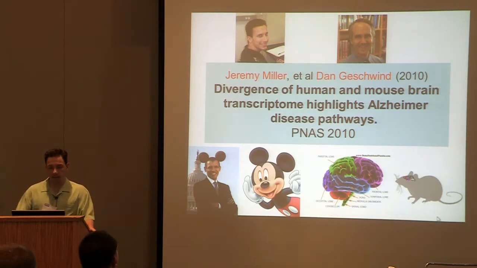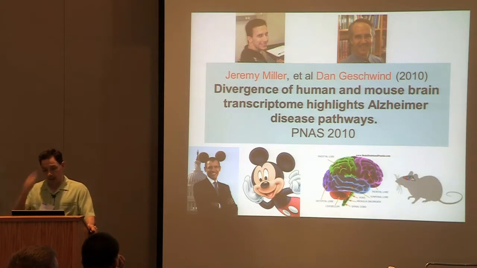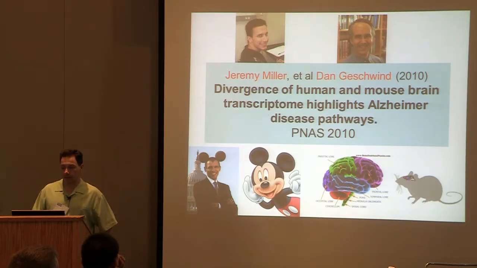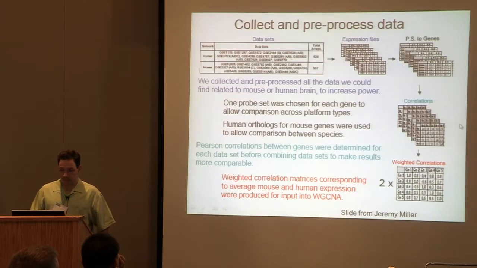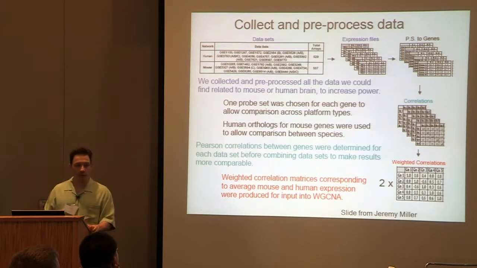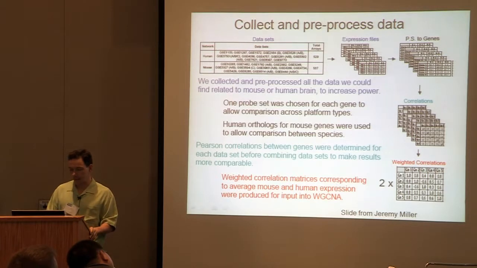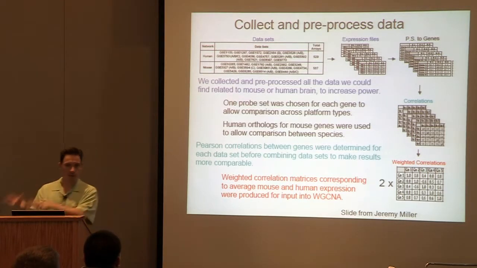So now I give you another biological application carried out by Jeremy Miller and Dan Geschwind. As you know, Jeremy Miller is one of the instructors of this course, so he will give you several talks tomorrow. In any event, here Jeremy and Dan compared human and mouse brain data. Jeremy collected all the human brain data he could in GEO, and similarly all the mouse brain data that he could, and he formed two networks: one is the human brain network and one is the mouse brain network. He wanted to assess which human brain modules are preserved in the mouse brain and so on.